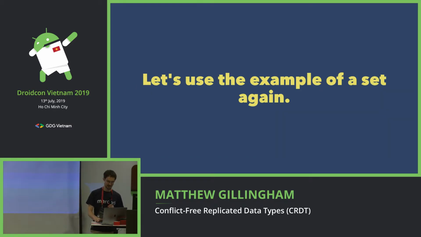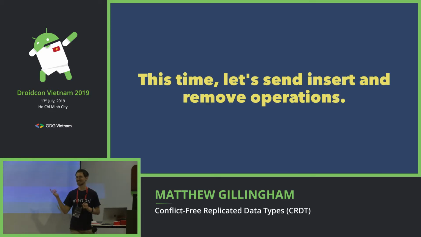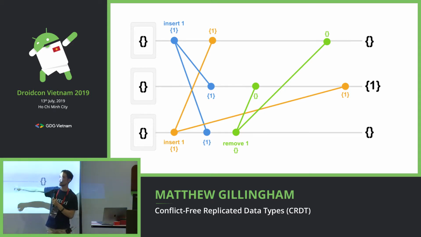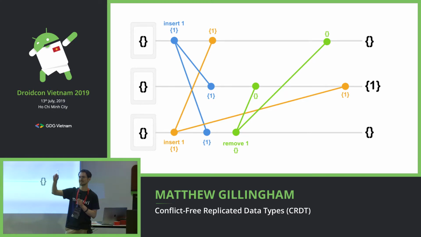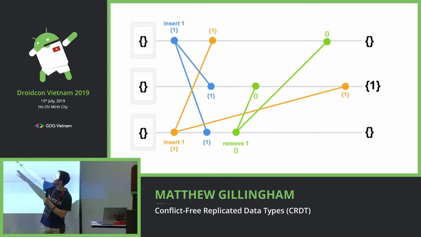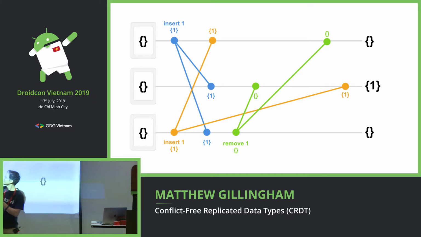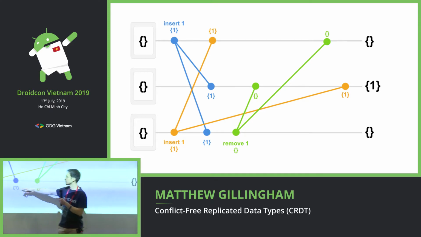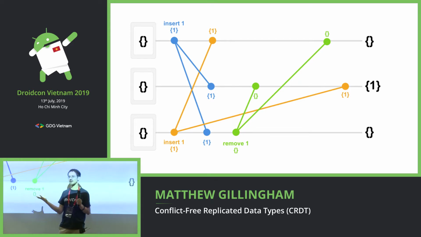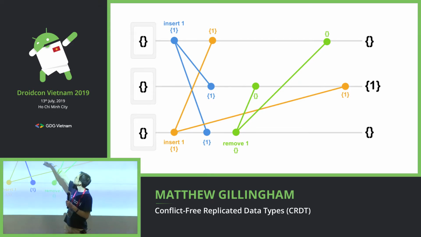So let's start with a set. Before, I showed you a set where you could only add items. But now let's have a set where you can also remove items. Okay, so here we have a problem. Let's say that both the top and the bottom, around the same time, put 1 into this set, and they send that to the other devices. At this stage, everything is fine. This one inserted 1, it received a 1, it already has 1 in it, so nothing happens. Same thing happens there and there.